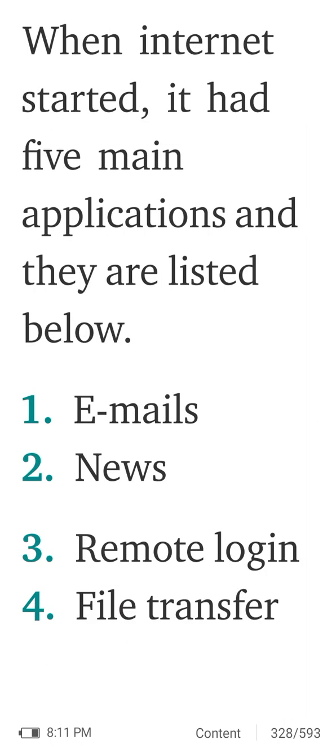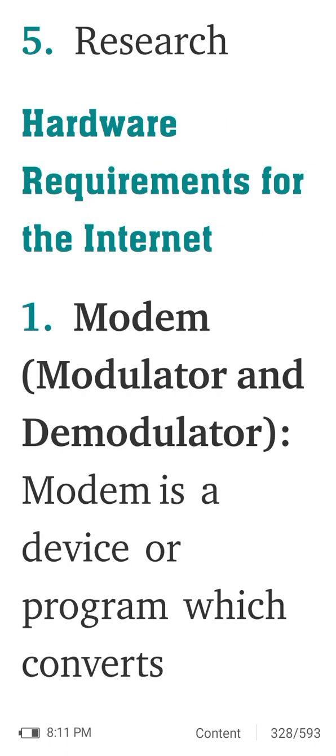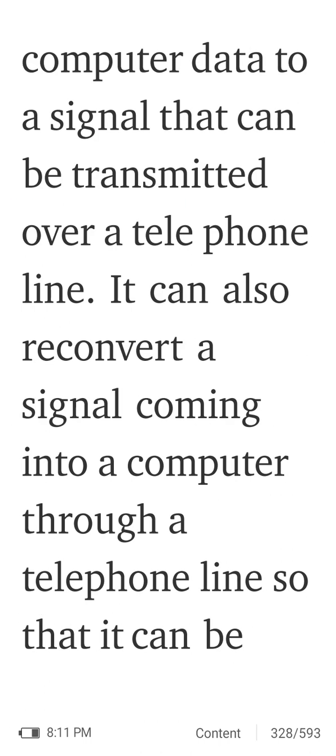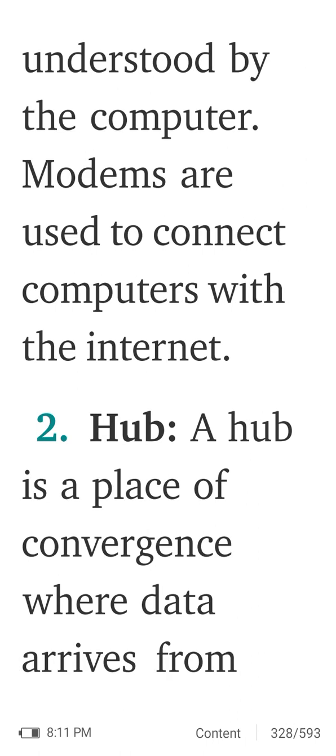Main applications of the internet. When the internet started, it had five main applications, listed below: email, news, remote login, file transfer, and research. Now, hardware requirements for the internet: the modem, meaning modulator and demodulator. A modem is a device or program which converts computer data into a signal that can be transmitted over a telephone line. It can also convert a signal coming into a computer through a telephone line so that it can be understood by the computer. Modems are used to connect computers with the internet.